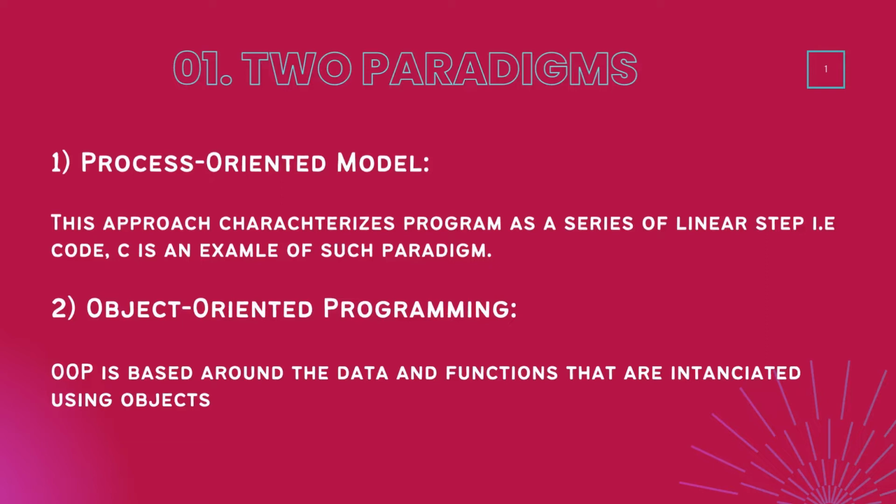The first way is called the process-oriented model. This approach characterizes a program as a series of linear steps, that is, code. The process-oriented model can be thought of as code acting on data. Procedural languages, such as C, employ this model with considerable success. However, as we mentioned in episode 1, problems with this approach appear as programs grow larger and more complex.